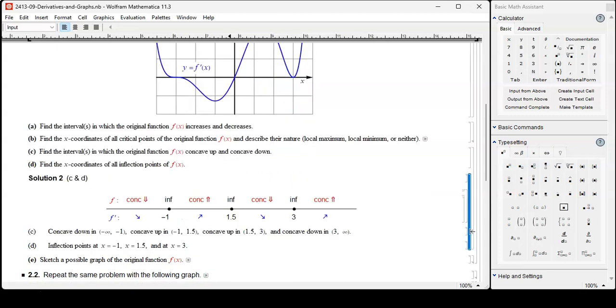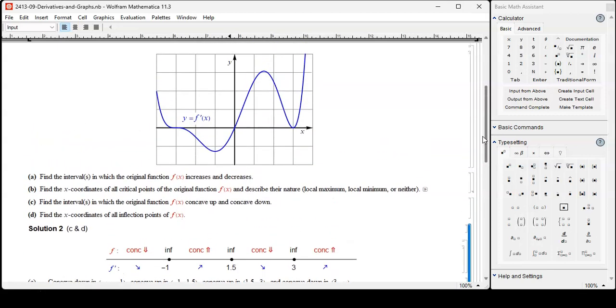And then parts C and D go together, concavity and inflection points. Local maximum or local minimum for the derivative function: -1, positive 1.5, and positive 3. Those are inflection points. So -1, 1.5, and 3. And then the derivative function, this blue function, decreases to -1, increases from -1 to 1.5, decreases from 1.5 to 3, and increases from 3 to infinity.